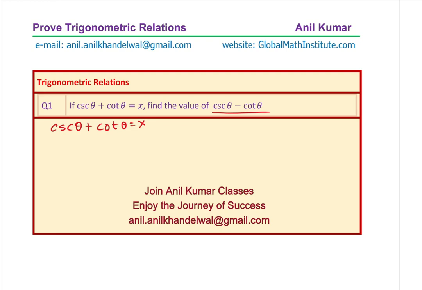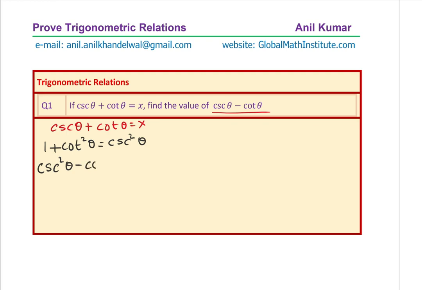Well, clearly, we could say that we have this identity, which is 1 plus cot square theta is cosecant square theta. We're talking about difference and sum. That means difference of squares, right? So I can write this as cosecant square theta minus cotangent square theta is what? Well, that is equal to 1.